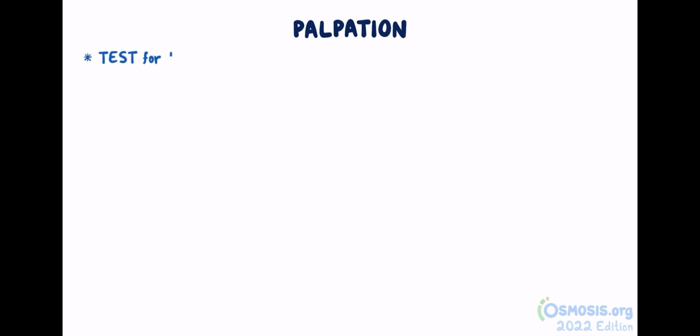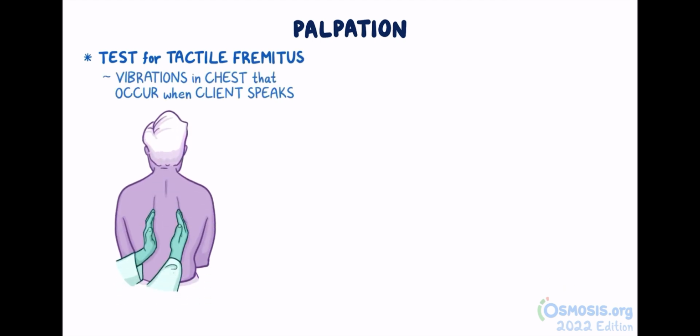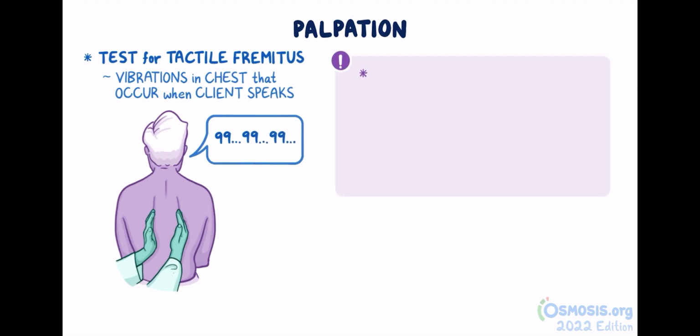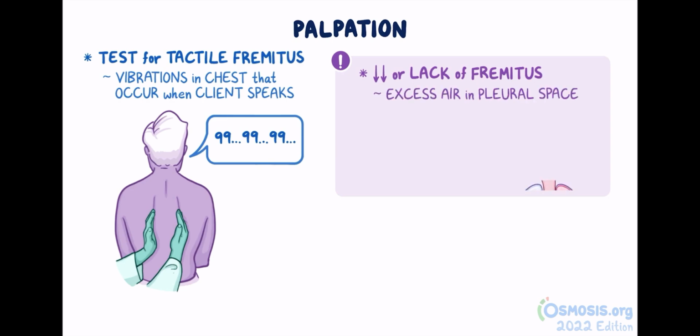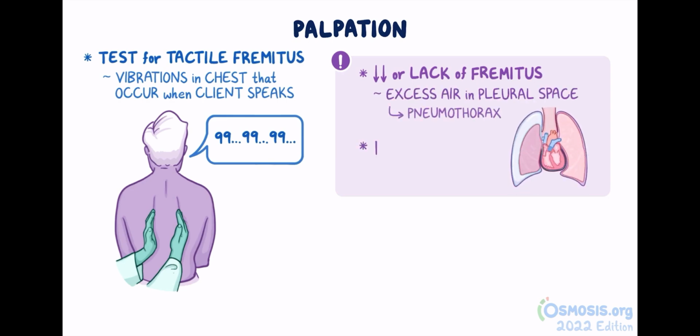You should also test for tactile fremitus, or the vibrations in the chest that occur when your client speaks. To do this, ask the client to say 99 repeatedly while palpating both sides of their posterior chest. Decreased or lack of fremitus can mean there's excess air in the pleural space, like with a pneumothorax, whereas increased fremitus may occur due to fluid in the lungs.